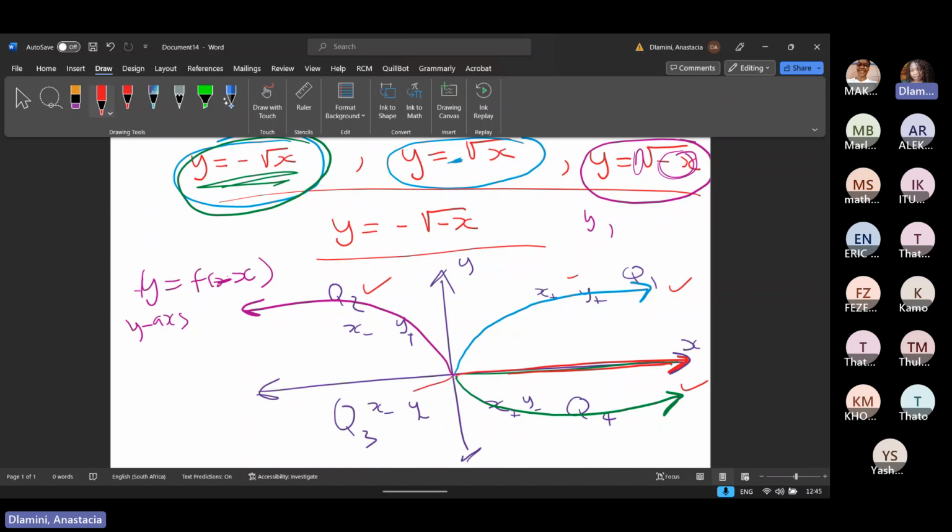Reflecting about the origin, it should be something like this. I'm not sure if I'm drawing it correctly, but I think it will be something like this. The reflection about the origin. This will help you if you forget whether to reflect. When they ask you to reflect this function about the x-axis, you can use this and say, if I reflect about the y-axis, it means x has to be positive, y has to be negative. And then it will help you solve the problem.